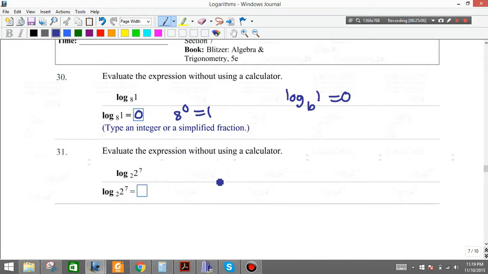Here's some more canceling. Again, log base b of b to the x is just x, and therefore log base 2 of 2 to the 7th, I need the power to raise 2 to get 2 to the 7th. That power is 7. 2 to the 7th is 2 to the 7th.